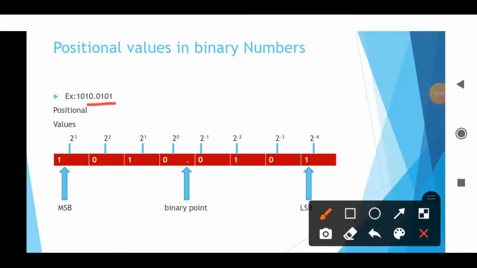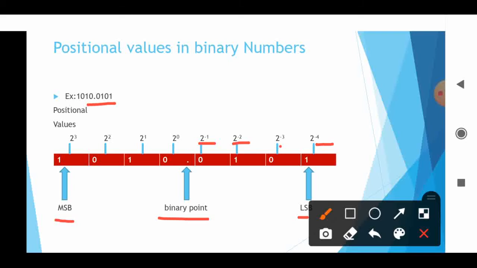Now we are representing the value here. The first bit is what? Most significant bit. Here, least significant bit. The point is the binary point. From that, on the right side after the binary point, you start the base 2 value with the negative power, 2 power minus 1. The next 2 power minus 2, the next 2 power minus 3, the next 2 power minus 4.